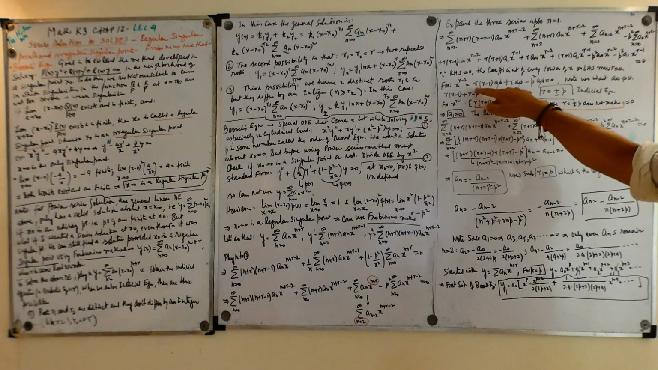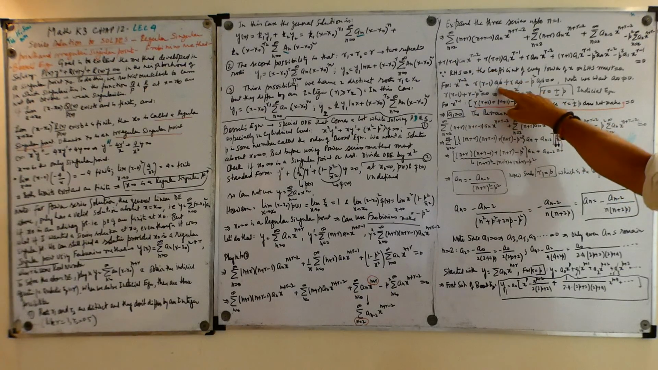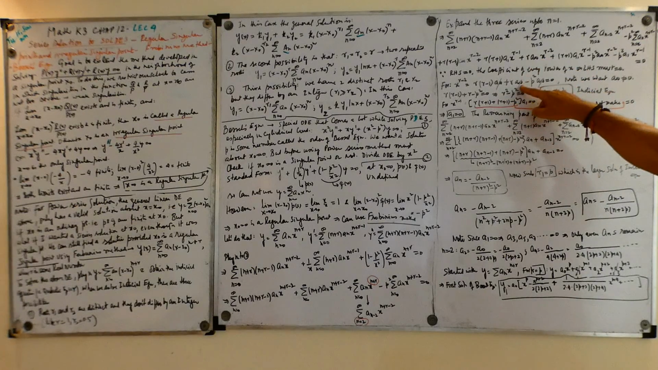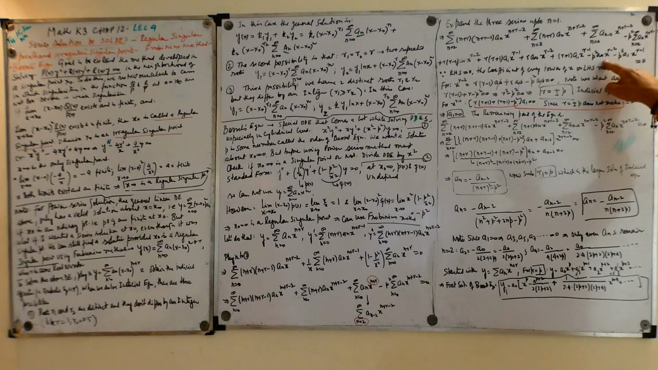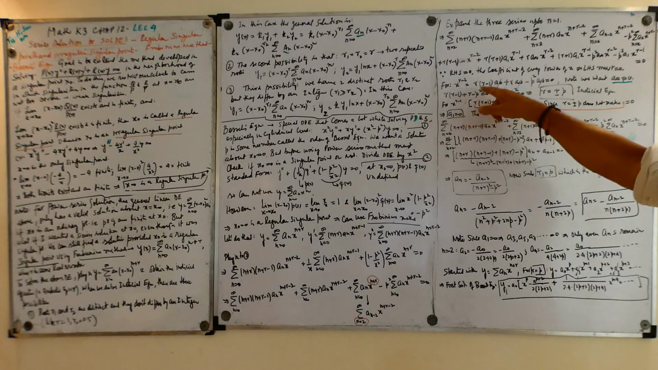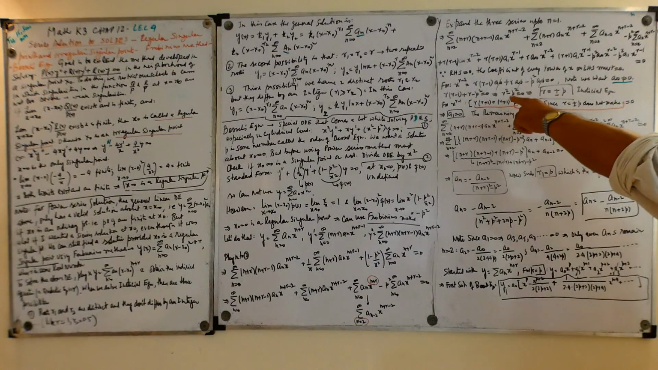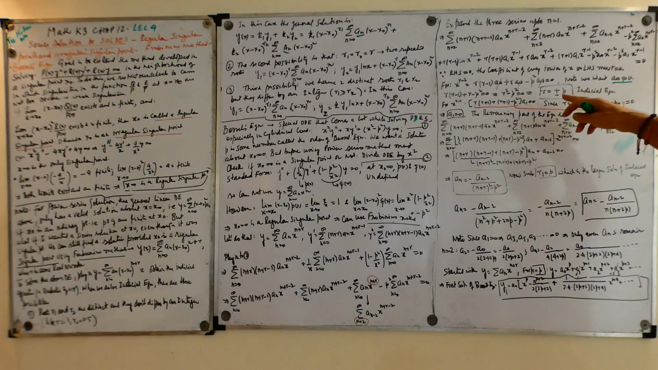So the coefficient of this guy is (r minus 1) a naught. The coefficient of this is r a naught. The coefficient of this is minus p squared a naught. That must be equal to 0. Now, in this one, I don't want a naught to be 0. So a naught is not 0, I can divide it, and I get (r minus 1) plus r minus p squared equal to 0. If you solve it, I get r squared minus p squared equal to 0. So r equal to plus minus p, that's my initial equation.